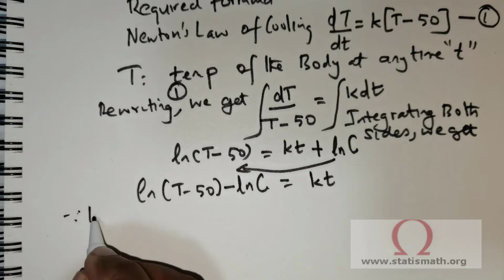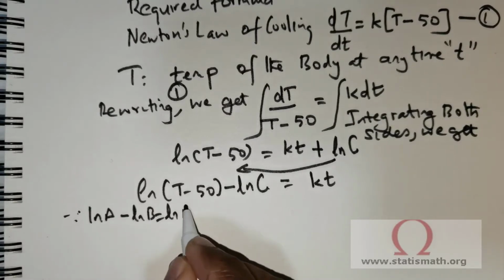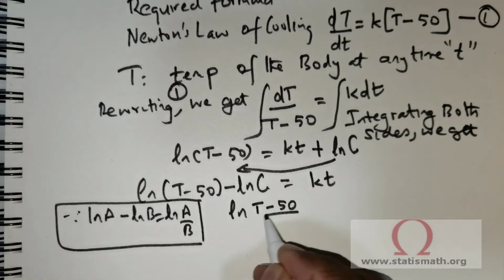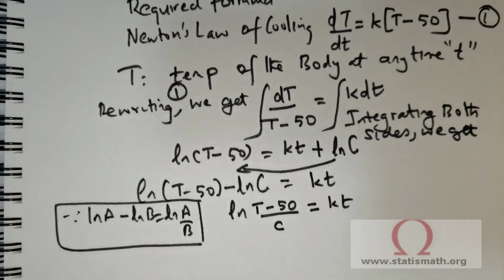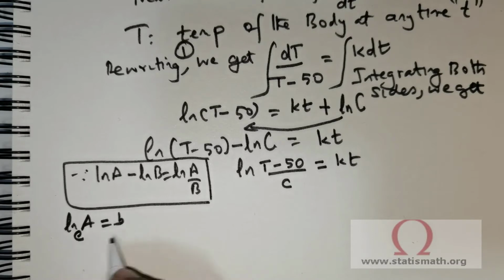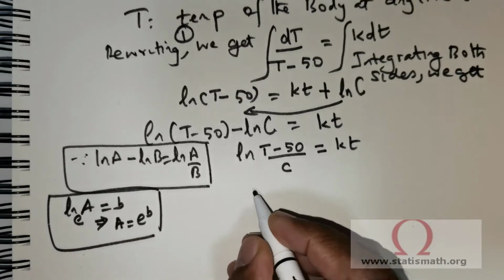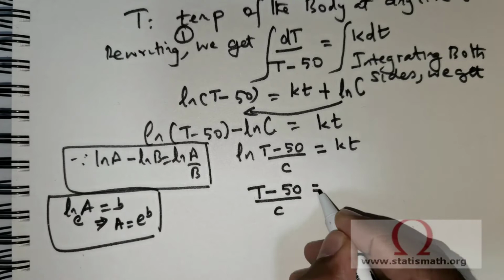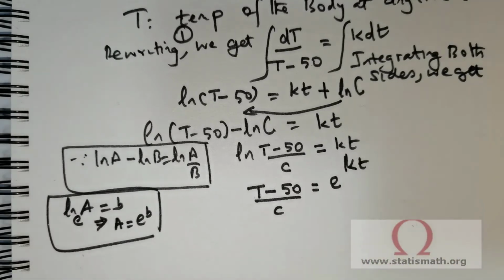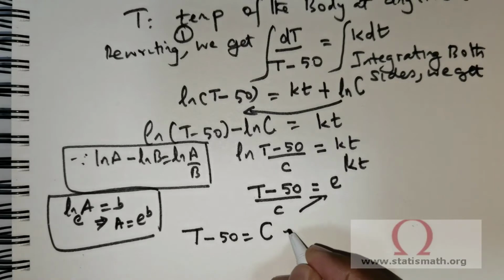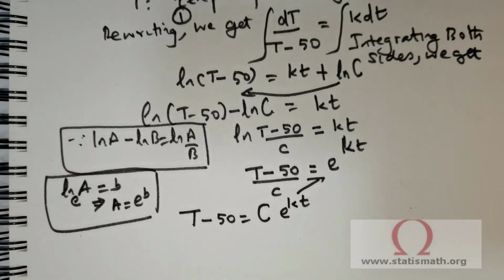Now we know a formula that ln A negative ln B is ln of A divided by B. So by that formula, this is ln of (T negative 50) divided by C is equal to K times t. We also know a formula that if ln A is equal to B, with base e, this would mean A is equal to e raised to the power B. So by these two formulas, I can rewrite this as (T negative 50) divided by C is equal to e raised to the power of K times t. If I move the C to the right, this is going to be T negative 50 equal to C times e raised to the power K times t. So this is what I've got.